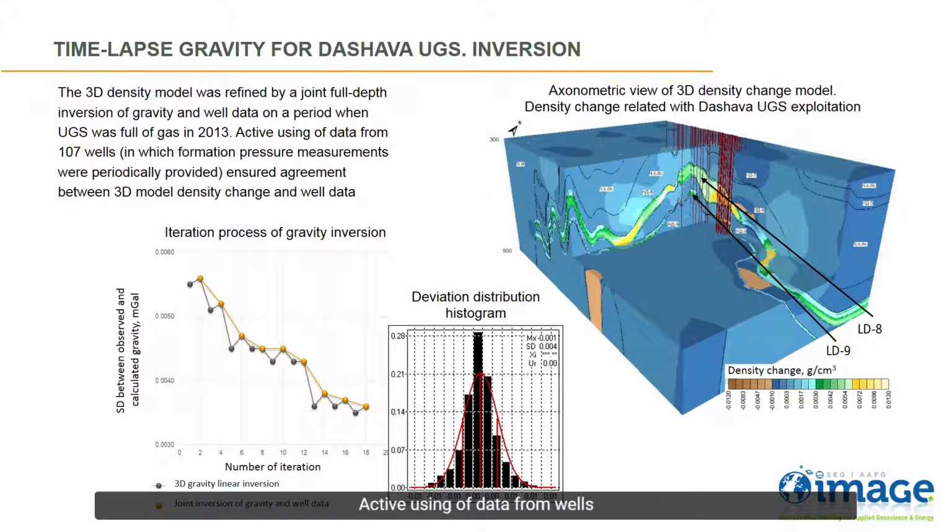Active use of data from wells, in which formation pressure measurements were periodically made, ensured agreement between 3D density change and well data. The final standard deviation of iteration was 3.5 microGal, which is equal to the time-lapse accuracy. On the slide, you can see the result of inversion, the 3D model of rock density change as the result of UGS exploitation.